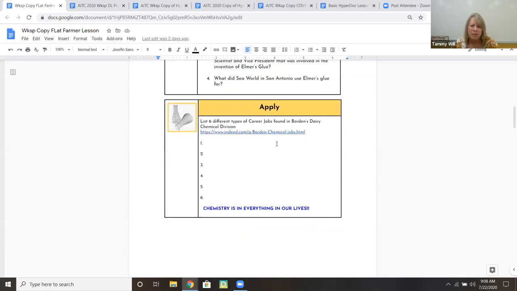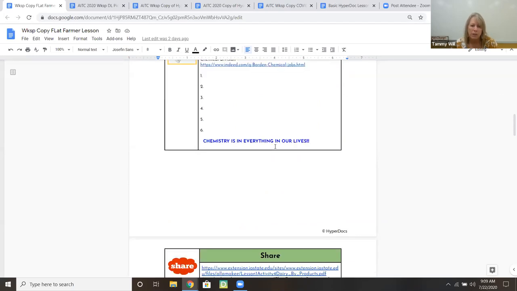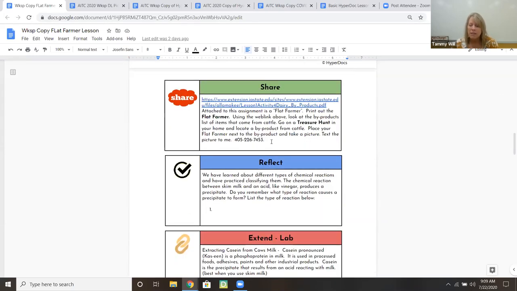And then the application gave them some real world applications to know, because oftentimes we talk about concept, but what does that really mean in life? We've all heard the students say, when am I ever going to use this? So the application part came down to looking at some careers, which has been something that I do a lot with my students, especially since they're thinking about getting out of high school and moving on. The share portion was where they went on a treasure hunt, and they just did that in their home.